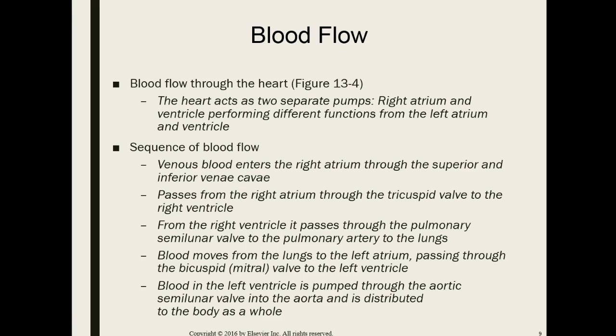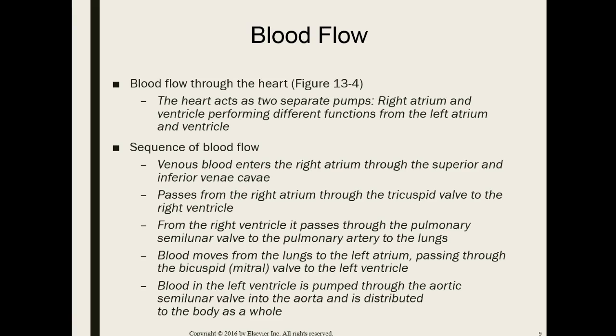So the heart is going to act as two separate pumps. The right atrium and ventricle perform different functions from the left atrium and ventricle. It is going to take in blood from different areas of the body and push it out to separate areas. So venous blood is going to enter into the right atrium first from the superior and inferior vena cava. It's then going to pass from the right atrium through the tricuspid valve into the right ventricle, where it's pushed out through the pulmonary artery.